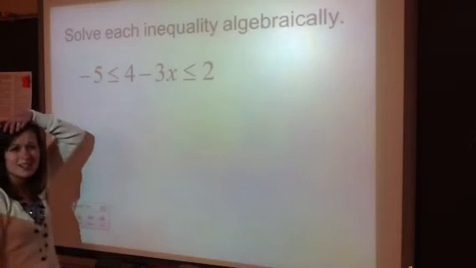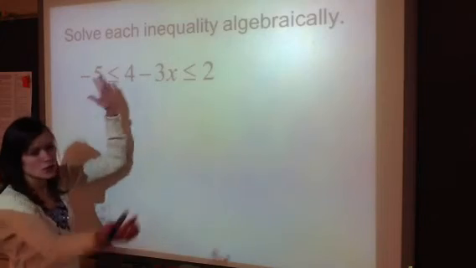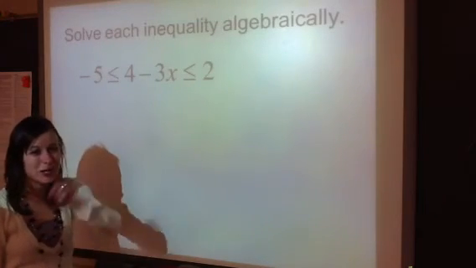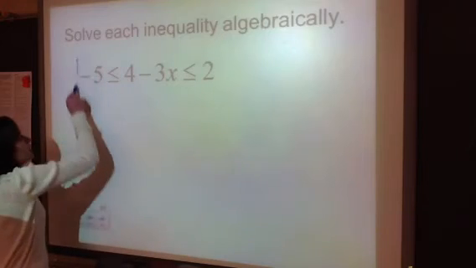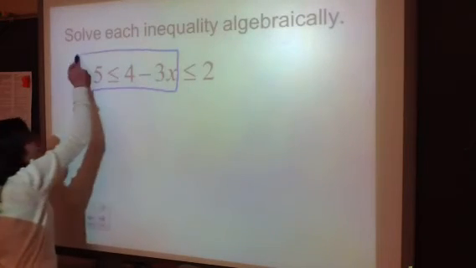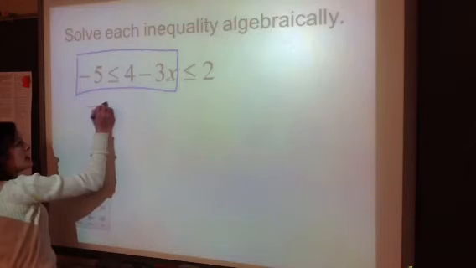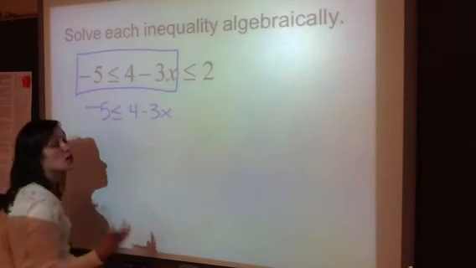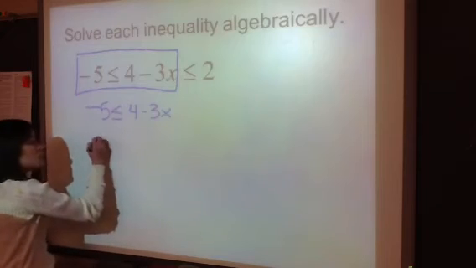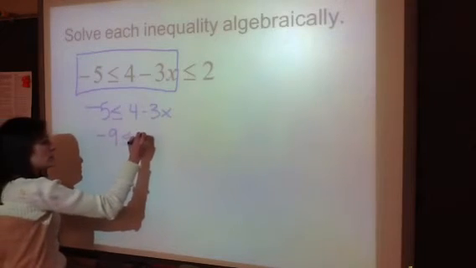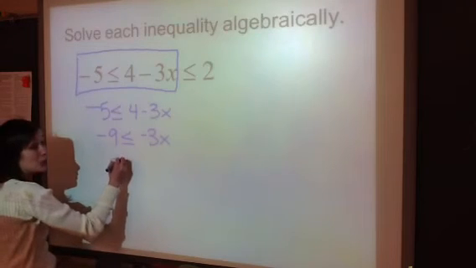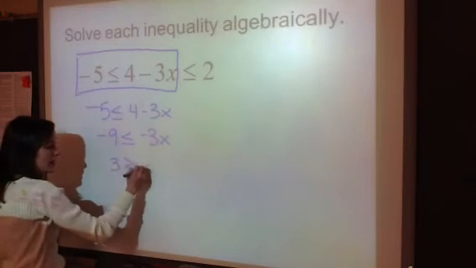What? Two inequality symbols all jammed together? I don't know what that means. It's a compound inequality. So what you're going to do is look at this chunk first. So negative 5 is less than or equal to 4 minus 3x. Solve it. So negative 9 is less than or equal to negative 3x. So 3 is greater than or equal to x.